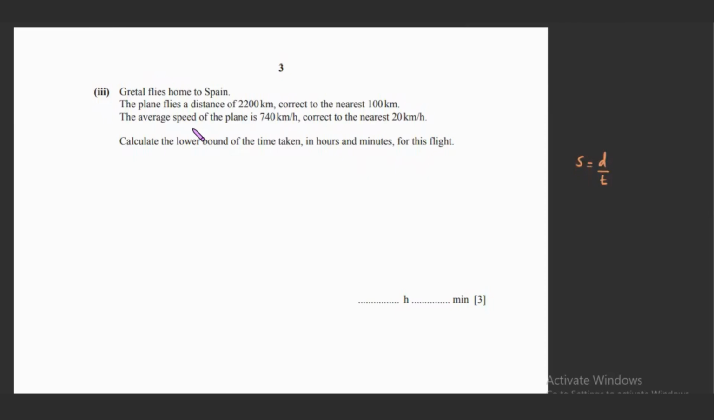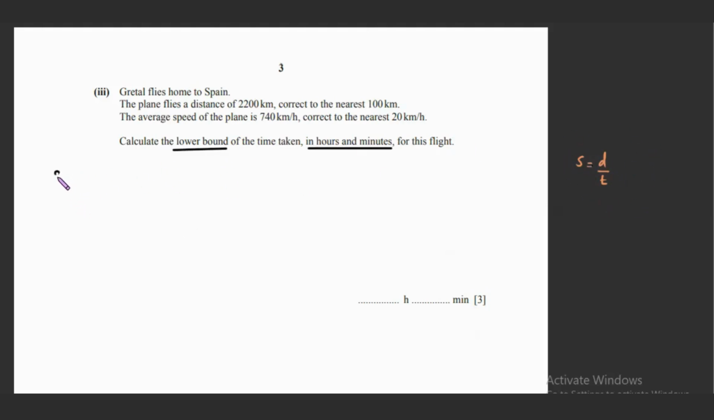Greta flies home to Spain. The plane flies a distance of 2,200 kilometers correct to the nearest 100 kilometers. The average speed is given to us and it's written correct to the nearest 20 kilometers per hour. We need to calculate the lower bound for time taken, and we need to make sure we write it in hours and minutes. So in this case, now we need to use the speed formula.